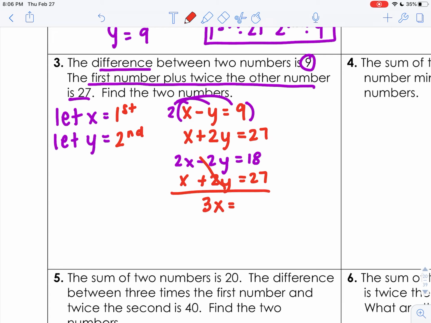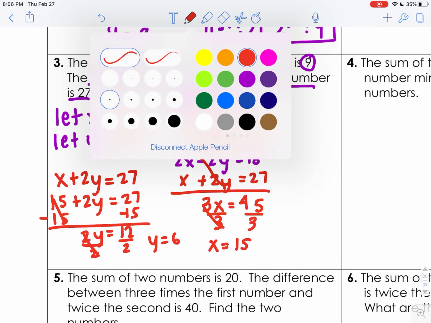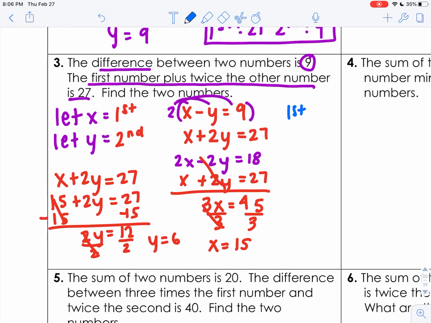So we have 3x equals 45, and then divide by 3. So x equals 15. And then if we plug that back in, I'll do the second equation. So x plus 2y equals 27, and our x is 15. So 15 plus 2y equals 27, and then we're just going to solve for y here. So 2y equals 12, and then divide by 2, y is 6. So our first number is x, which is 15, and our second number is y, which is 6.